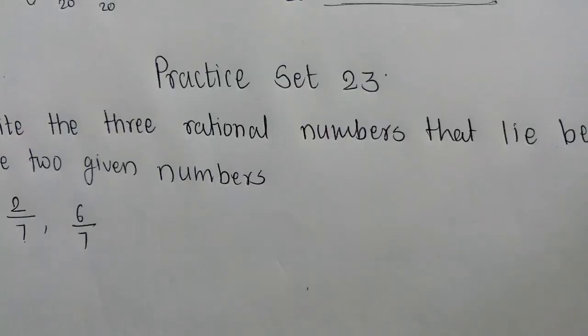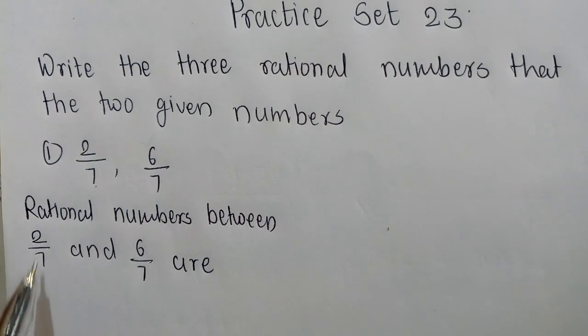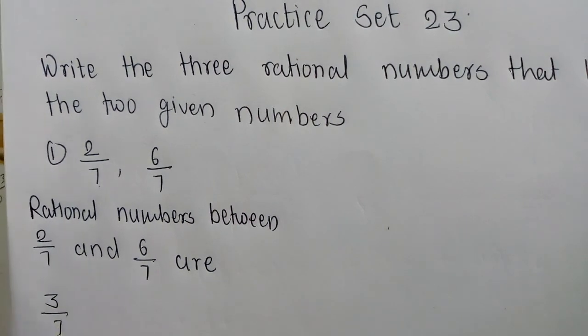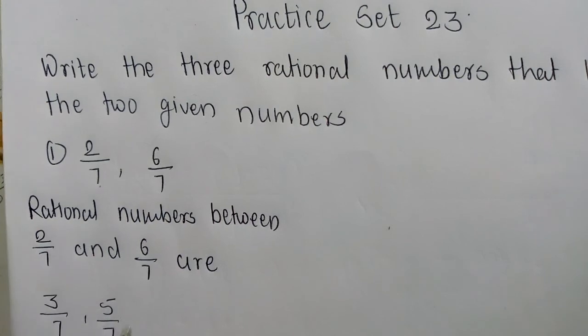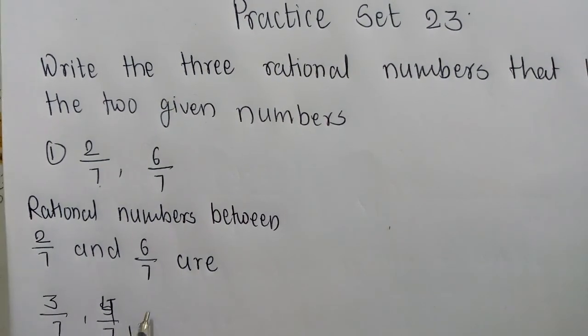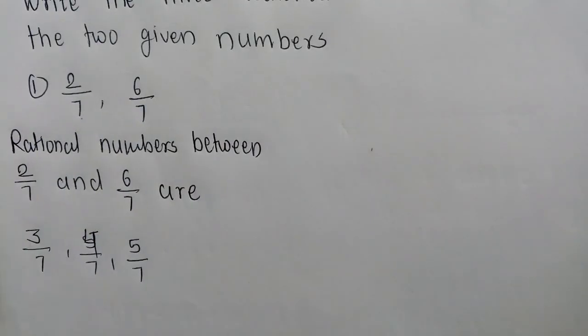Okay. So here is the first example from practice set 23. Denominators are equal. So rational numbers between 2/7 and 6/7 are 3/7, 4/7 and 5/7. These three are there.